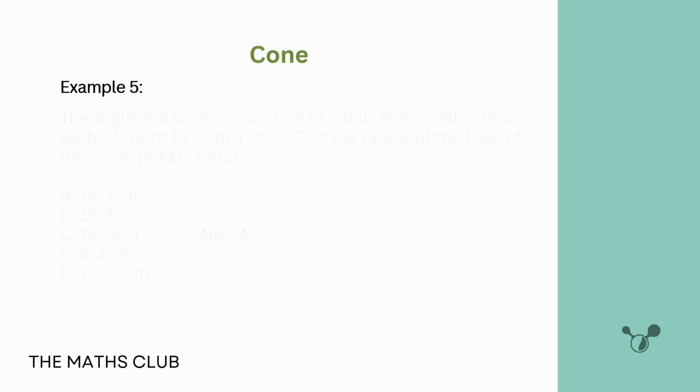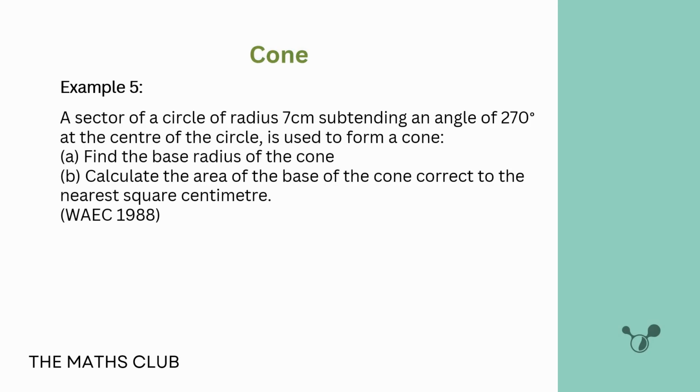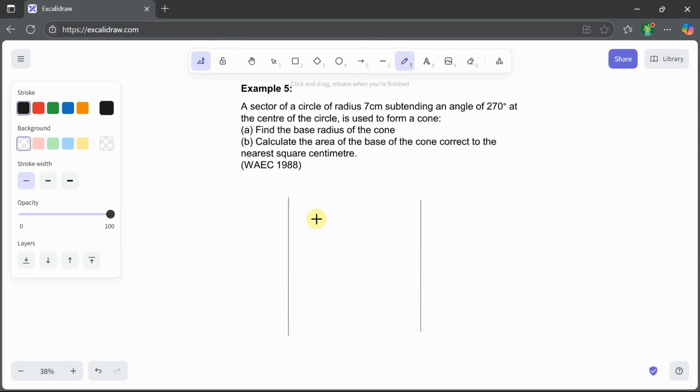Great. Example 5 says that a sector of a circle of radius 7 cm subtending an angle of 270 degrees at the center of the circle is used to form a cone. Find the base radius of the cone and calculate the area of the base of the cone, which is the area of the circle, correct to the nearest square centimeter. This comes from WAEC 1988. As always, I believe that you've paused the video and tried that yourself.